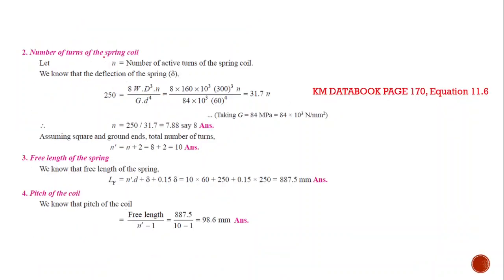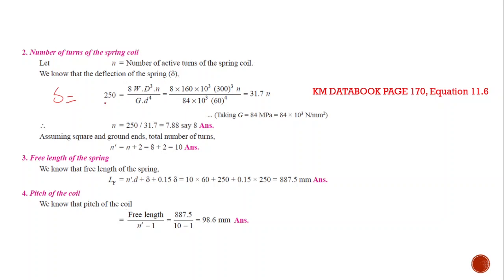Next, number of turns of the spring coil. Let n be the number of active turns of the spring coil. Then deflection delta is equal to 8 W D cube n divided by G d raised to 4. We can get this equation from the KM data book, page number 170, equation number 11.6. Then we know that this delta is 250 mm here.